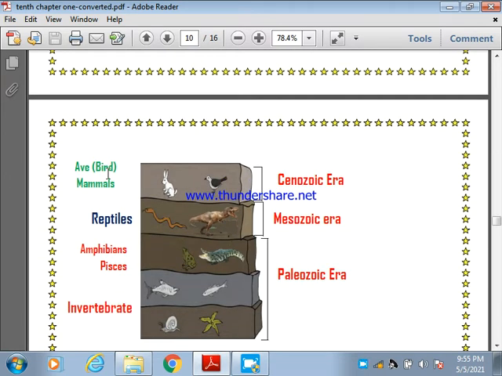See, these are avian, mammals, reptiles, amphibians, and both are invertebrates. This one occurs in the Cenozoic era, this one in the Mesozoic era, and this one in the Paleozoic era.